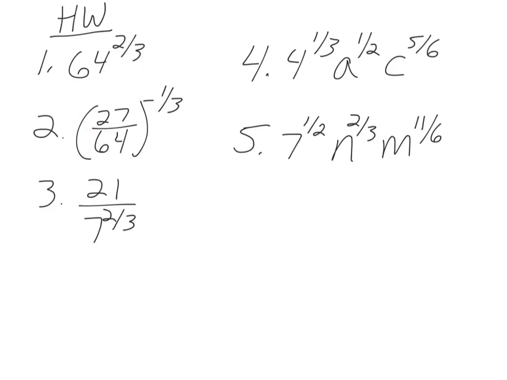Alright, so here's your homework problem. So the first one's 64 to the 2/3, then 27 over 64 to the negative 1/3, 21 over 7 and 2/3, and then number 4 is 4 to the 3rd, a to the half, c to the 5/6, and 5 is 7 to the half, n to the 2/3, m to the 11/6.